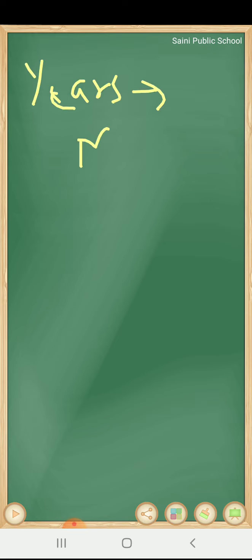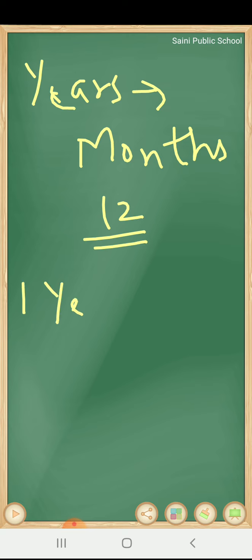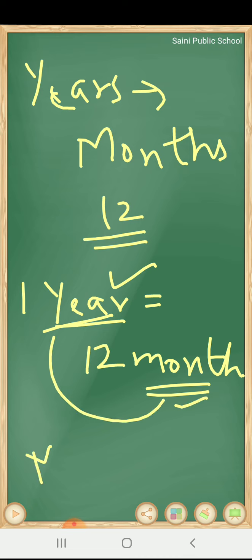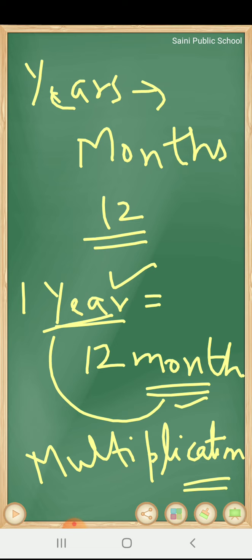Now we have already discussed there are 12 months in a year. Means 1 year is equal to 12 months. We already know that for conversion of bigger unit into smaller, we use multiplication. Year is bigger unit and month is smaller unit. For converting years into months, we will multiply by the number 12. Why? Because 1 year is equal to 12 months. So let us discuss with the help of some examples.